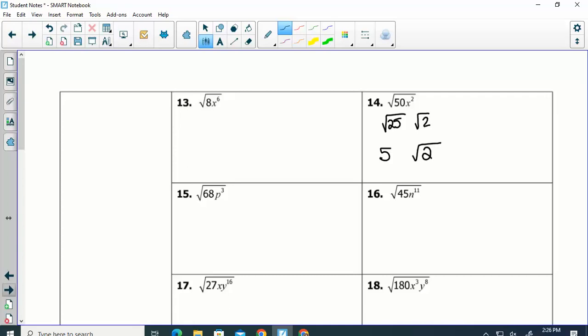Now let's talk about our variables. If we have 2 x's, how many pairs can we make? 1. When you make a pair, it comes out, and are there any leftovers? No. So that's it.